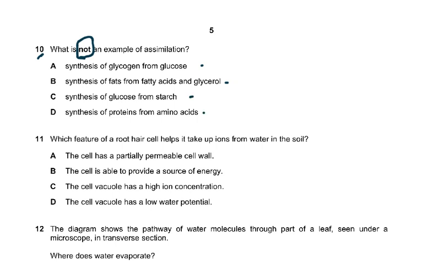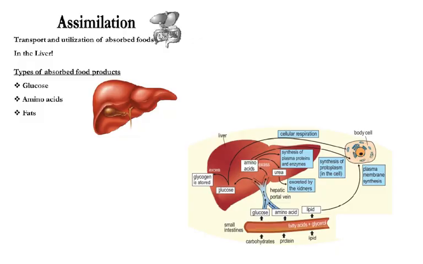Well, first let's revise assimilation. What is assimilation? It is the transport and utilization of absorbed foods in the liver. What is absorbed is usually carbohydrates, fats and proteins, the macromolecules you consume in the roti or the biryani or the rice or the bread that you eat. So glucose. If you've had meat or dal, then amino acids. If you had butter or ghee, or a slice of cheesecake, that's a lot of fats. All these are types of absorbed food products.